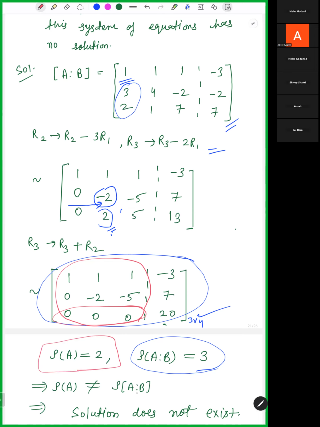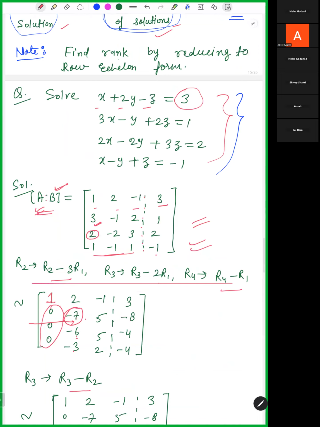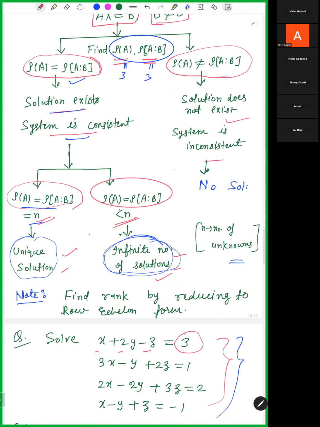So in this case, the rank of A and the rank of the augmented matrix are not equal. For a solution to exist in a system, these ranks must be equal. If these are not equal, then a solution does not exist. The system is not consistent. It is inconsistent. I have already written here in the steps, yes, see here on the right hand side: when these ranks are not equal, a solution does not exist. System is inconsistent. No solution. Okay, it is enough.